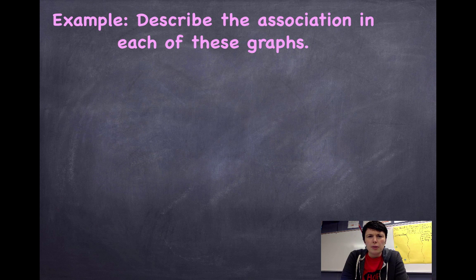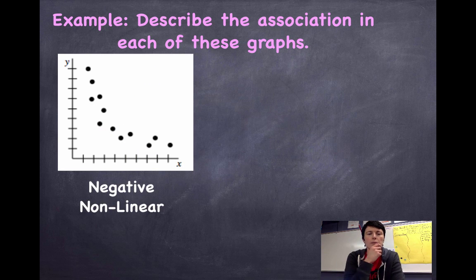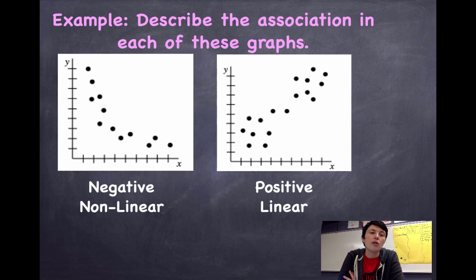Let's look at an example. Let's describe the association in some graphs. So I'm going to put some random graphs up here and talk about them. This first graph, I would say, has a negative relationship between the variables. The data is going in a downwards direction, but it doesn't look linear to me. It actually looks a little more curved. So I would say it's nonlinear data. This data looks more like it has a positive relationship, and I could see that it goes more in a linear trend. So I would say it's a positive linear association.